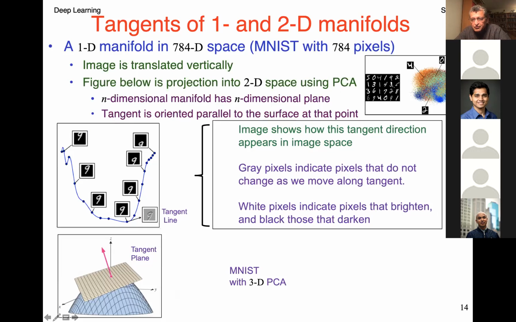What we're showing here, first of all, is all the images, and these are the manifolds, the surfaces corresponding to each of the handwritten digits. Then they're looking at a two-dimensional situation for one of the handwritten digits that happens to lie on a line like this, and the image shows how this tangent direction appears. They're drawing tangents at every point to specify the manifold. Here is MNIST with 3D PCA, and here is the tangent plane. If you can calculate the tangent at every point, that is a specification of the manifold.